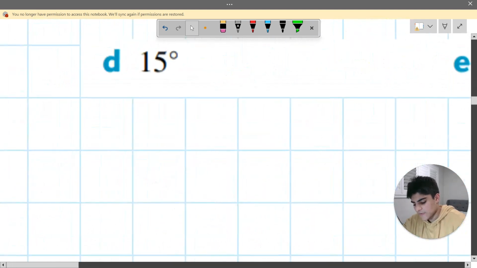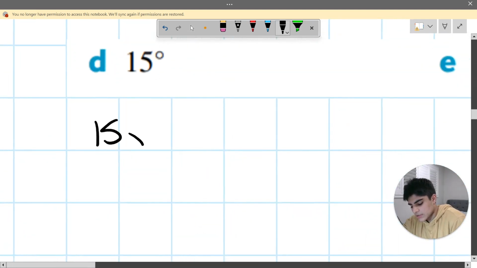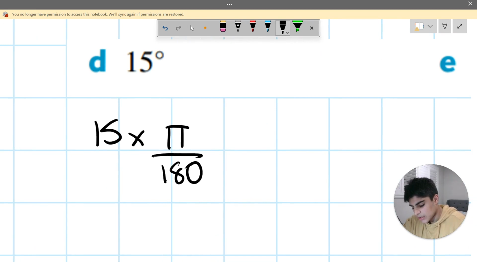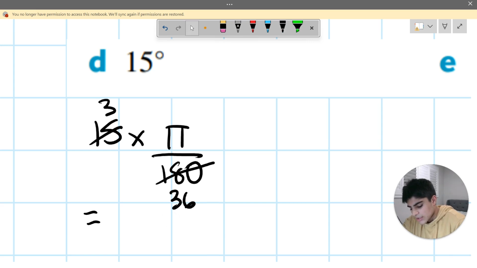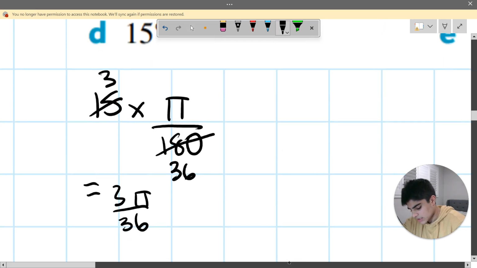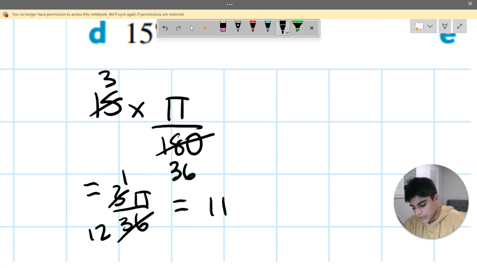Next, 15 degrees. 15 times pi over 180. The common factor here is 5, so let's do this. Okay, 5. 36, 3. This equals 3 pi on 36. The common factor here is 3. Let's cancel 12, 1. This is pi over 12.